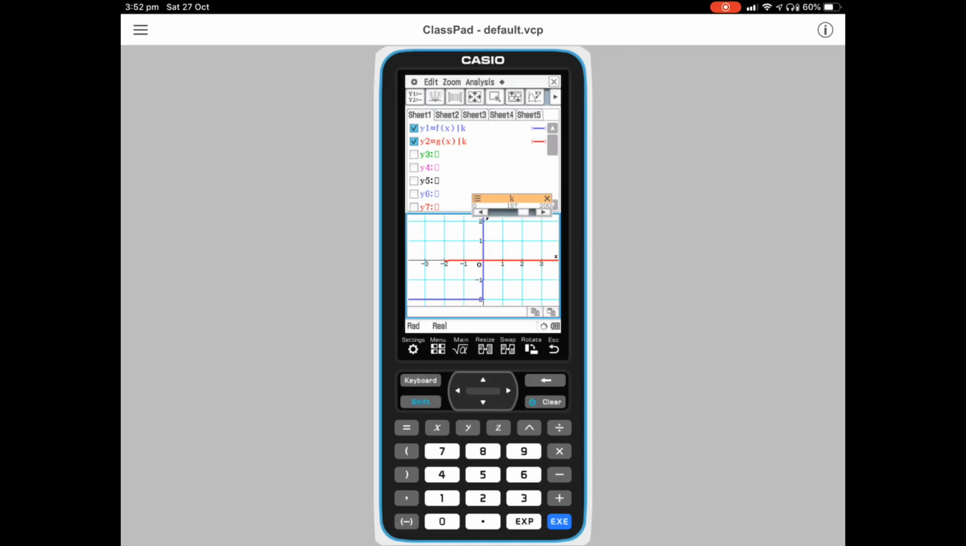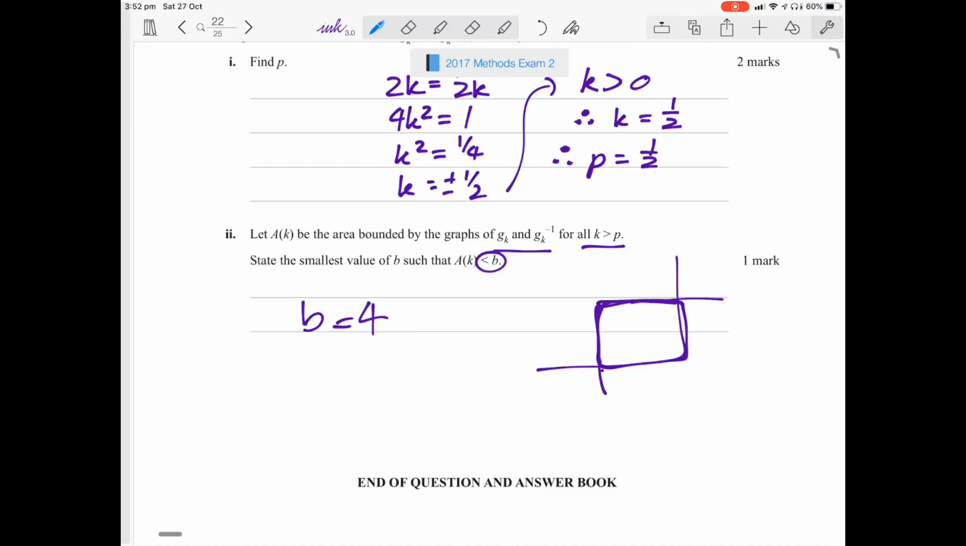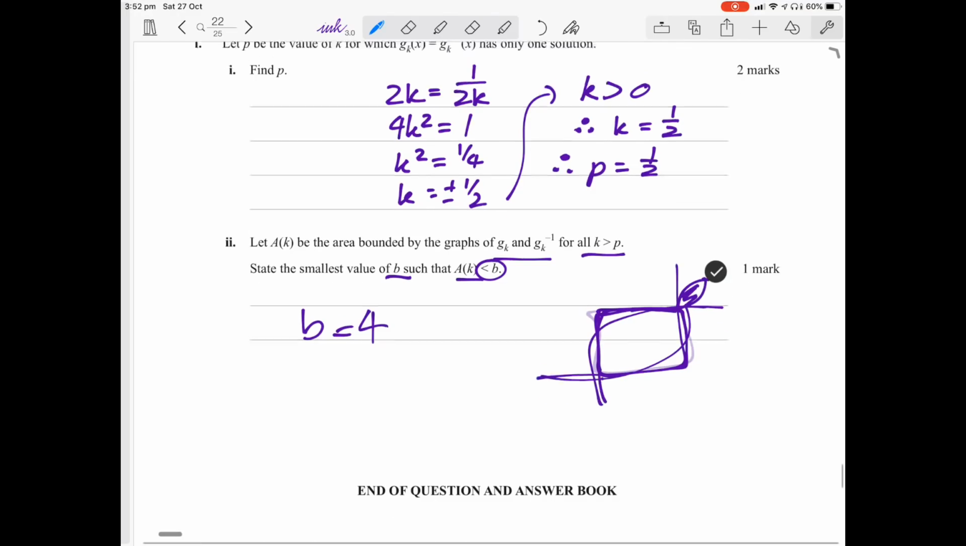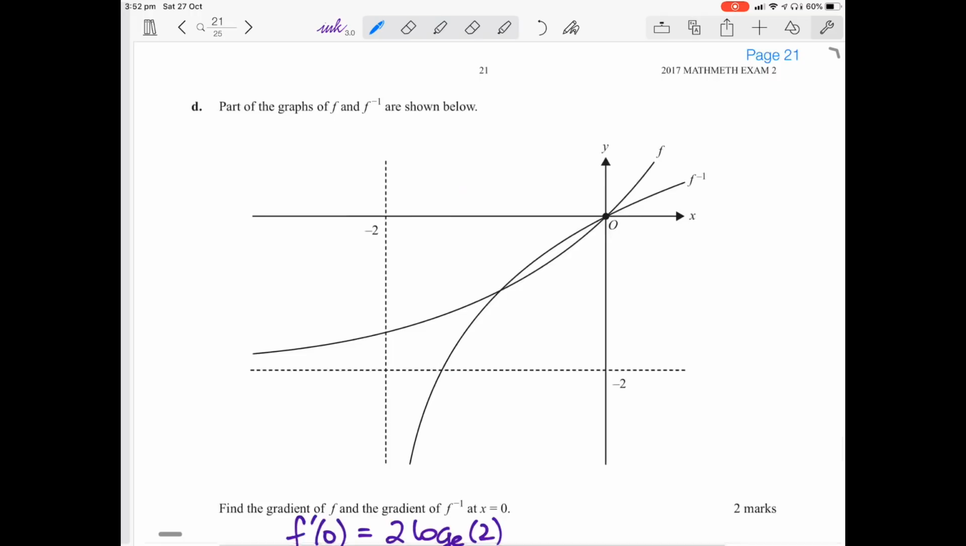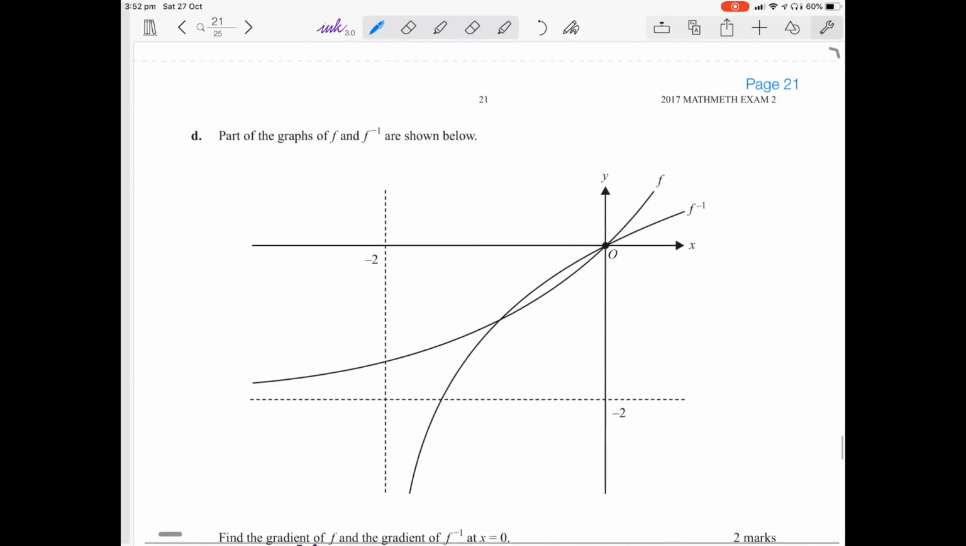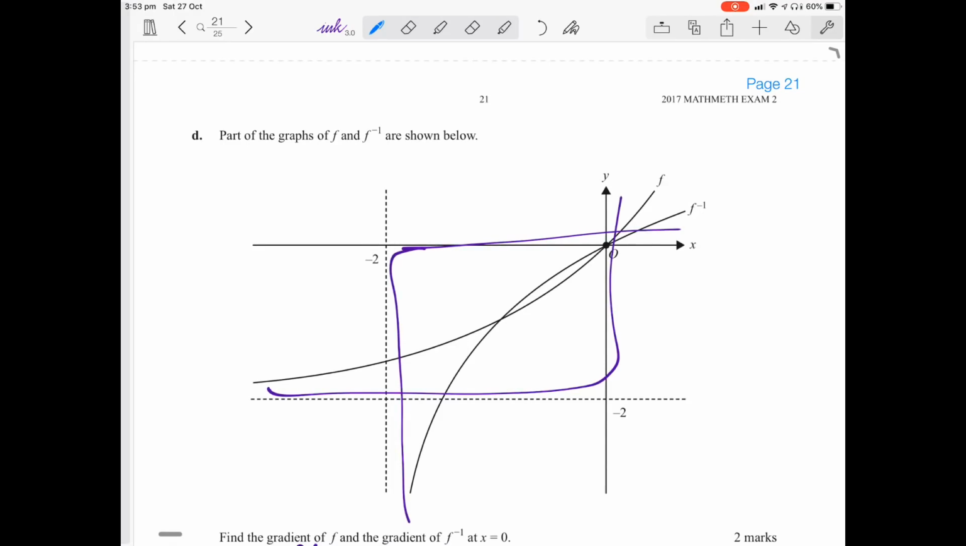Okay, stop. Escape. Okay, so the smallest value of b such that a of k is less than b. A of k is the area bound by the graphs of, okay, so it is those graphs. And k has to be greater than p, because if p was between 0 and a half, it'd be up here, which is no good to us. So it's definitely here and it's definitely 4. Alright, I think that's it. So you can see there, when that goes like that and that goes like that, the area between those two is going to be 4. That was if it's a perfect square, but it can't be a perfect square because it's an exponential graph.